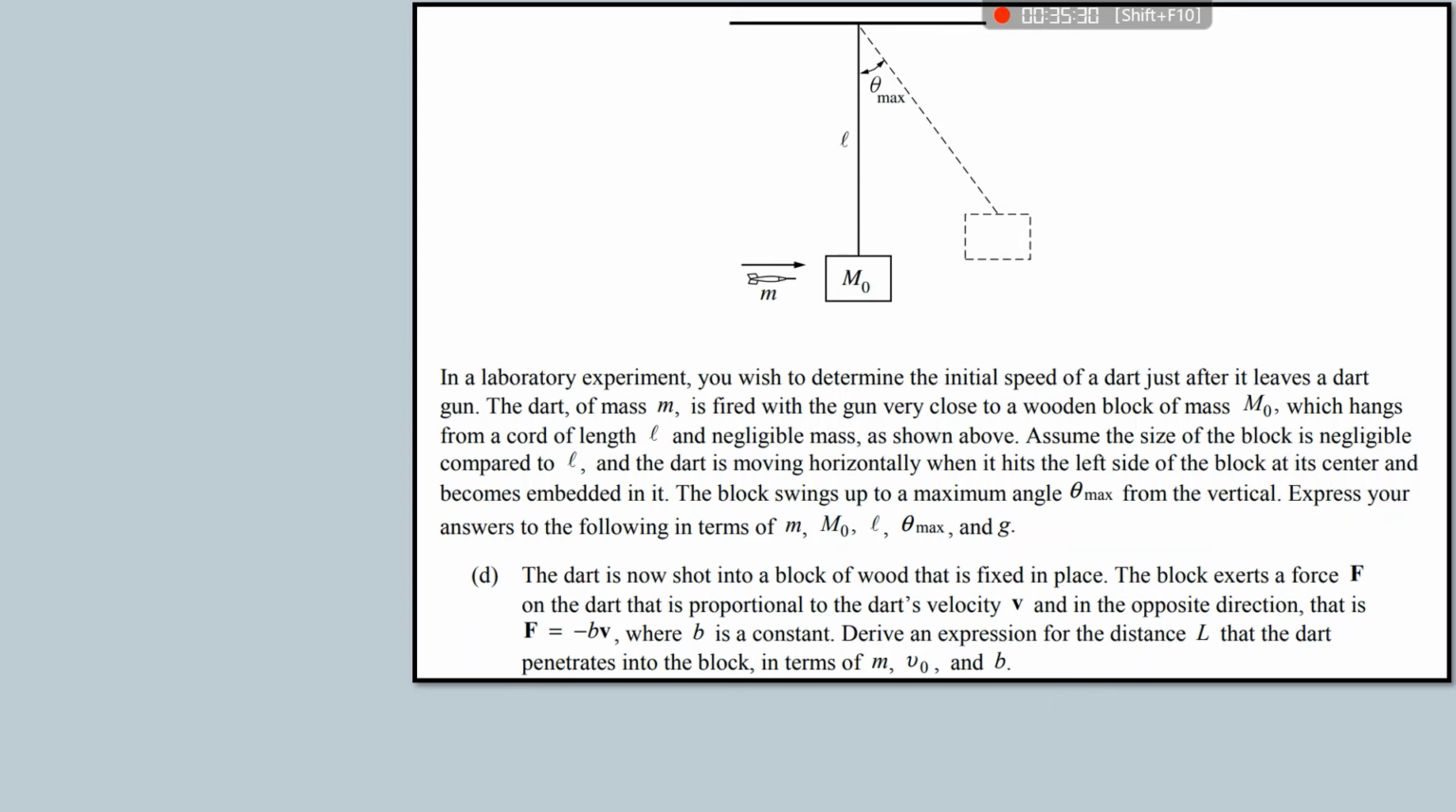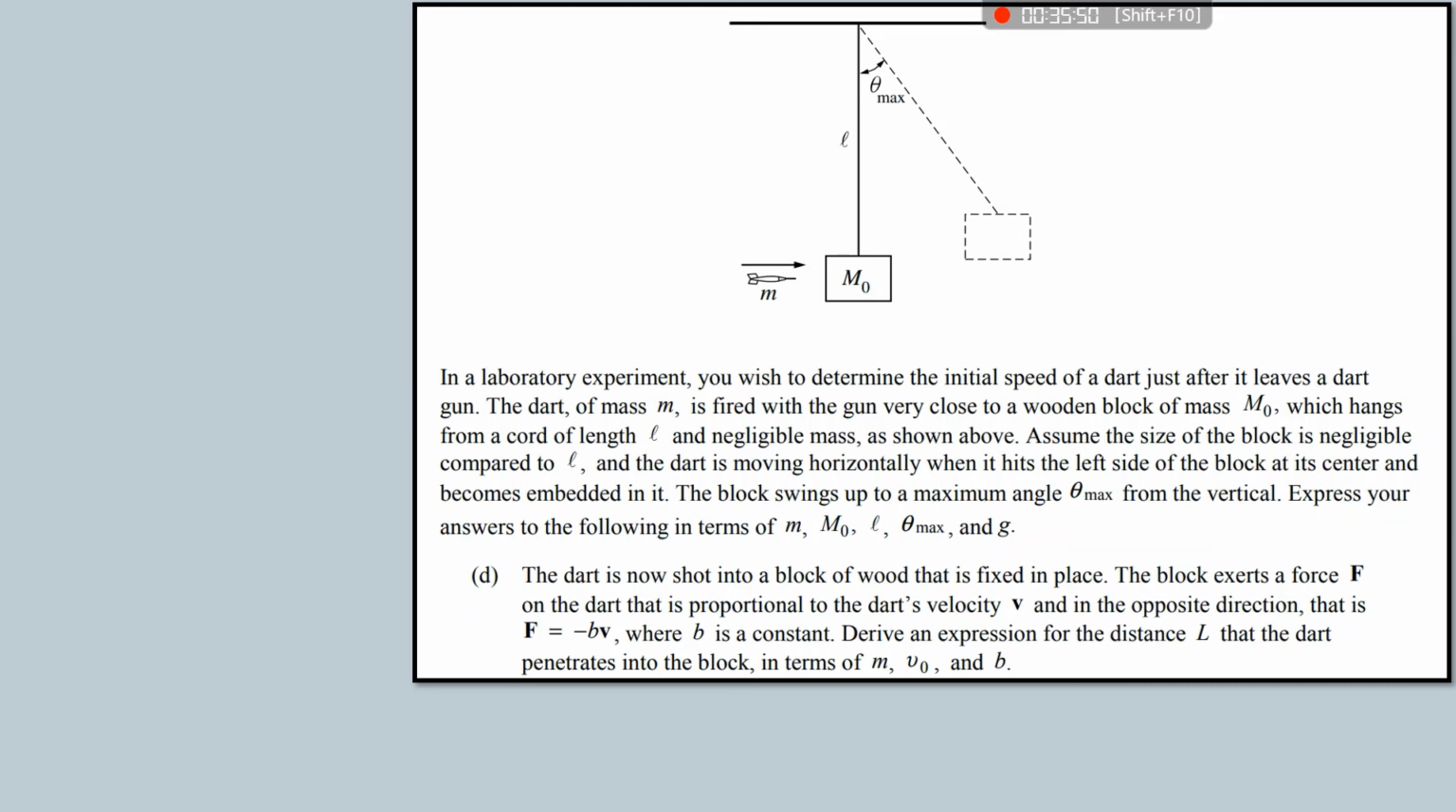So our dart is shot into the block of wood, but this time it's fixed in place. The block is exerting a force on the dart that is proportional to the velocity in the opposite direction. Force is negative bv, where b is some constant we don't know. I want to derive an expression for the distance that the dart penetrates into the block.